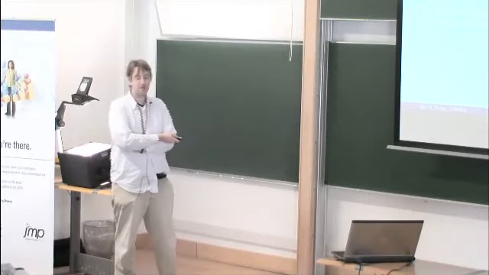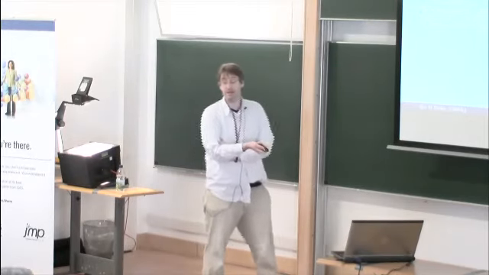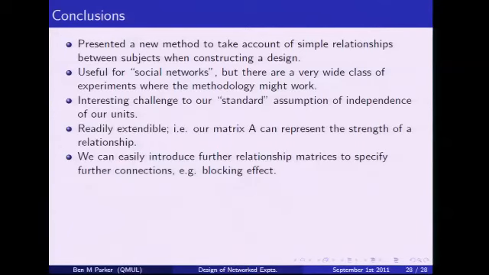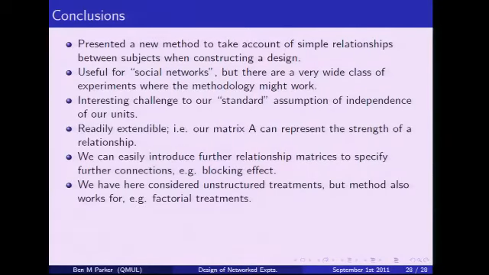And I've assumed there's one relationship, so we could easily extend it. We could introduce another friendship relationship to introduce a blocking effect, or a second friendship relationship, or a geographical effect. And all that would do was just increase the search space a little bit. We've considered unstructured treatments in here, but we've done some work already with other treatment structures, factorial treatments, and we also get some very interesting results in there.